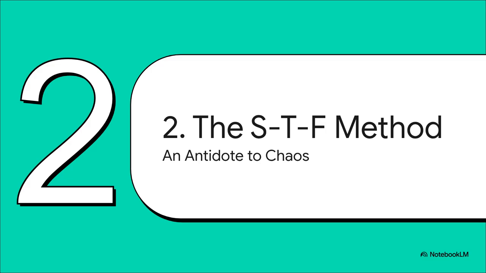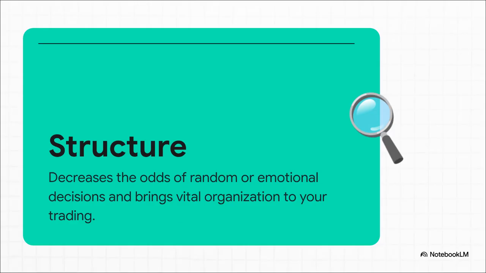So Bernstein's answer is this antidote to chaos he calls the STF method. It's super simple. It just stands for setup, trigger, and follow through. It's a three-step structure that's really designed to take the emotion and the randomness out of your trading decisions. So what does he even mean by structure? Well, think of it as your predefined plan of attack. It's all about replacing that gut feeling, that impulsive click, with a clear objective process. It gives your trading the organization it desperately needs to be consistent.